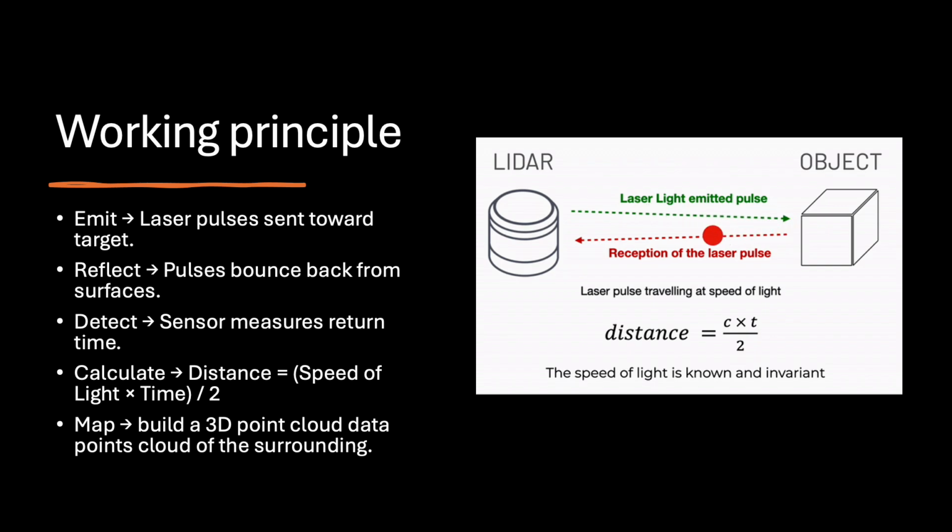Since the speed of light is constant, we can calculate the distance using the formula: speed of light multiplied by time, and then divided by 2. When this process repeats millions of times per second, it creates a detailed 3D map.